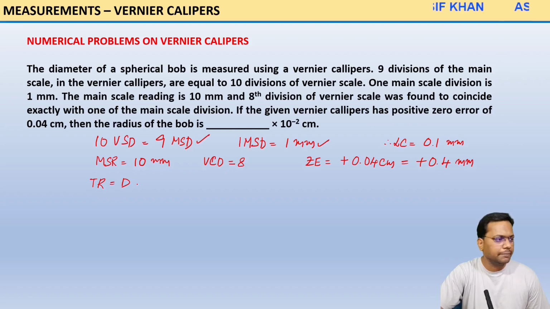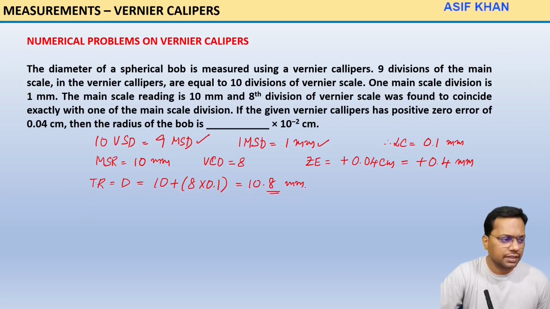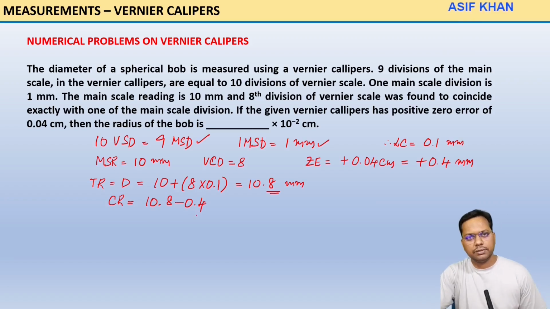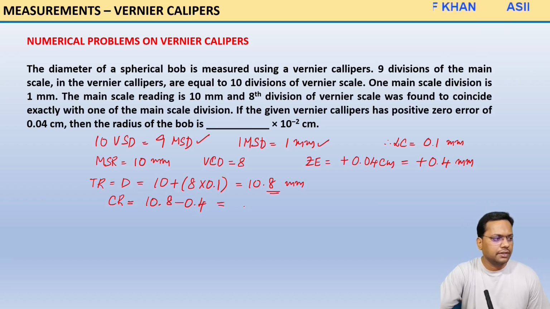Diameter is denoted by D. Therefore, that is equal to main scale reading, that is 10, plus the Vernier coinciding division, that is 8, into the least count, that is 0.1. Therefore, it is 10.8 millimeters. So first of all, we apply the zero error here. Since the zero error is positive, the corrected reading, say CR, is equal to 10.8 minus 0.4. The correction will be negative here. Therefore, the reading is 10.4 millimeters.